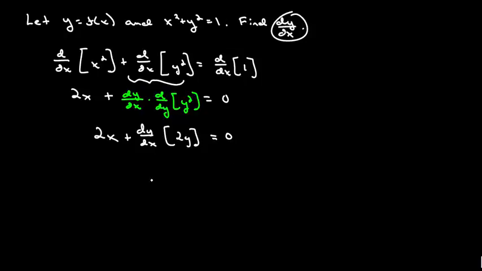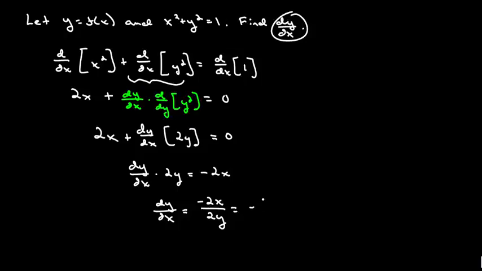So let me move the 2x over. Let me divide everything by 2y. And that'll give me negative x over y. Now when y is 0, because we just divided by y, if y is 0, then we also know that x, the x value here, would be 0.